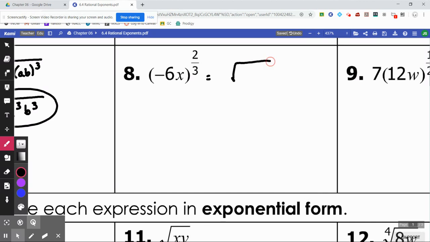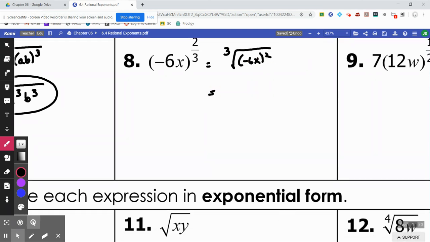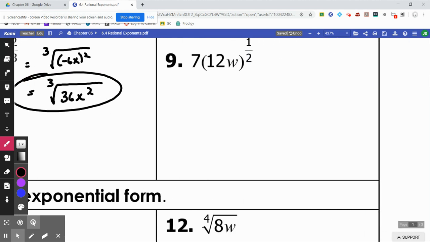Again, the bottom number is the index, so it's a 3rd root, and the top number is an exponent, so negative 6x is being raised to the 2nd power. Notice how I put it in parentheses. So that's going to be the 3rd root. Raise them both to the 2nd power would be a 36x squared. And that is not going to simplify anymore.